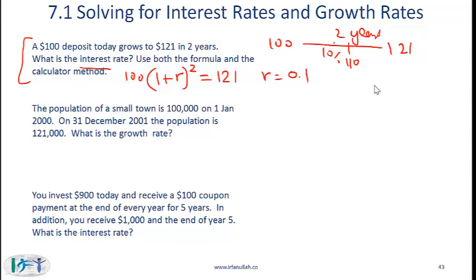Using a calculator, what you could do is the following. Present value equal to 100, future value equal to 121, and you need to hit the plus minus and make this negative.